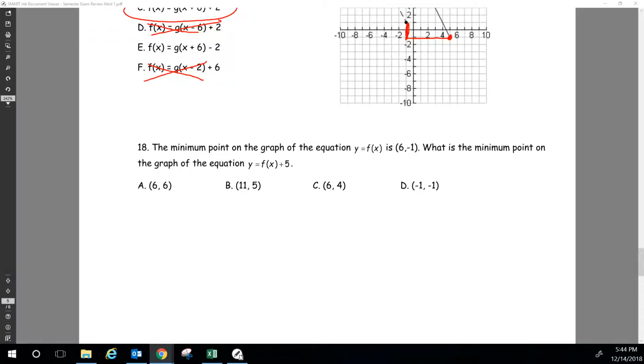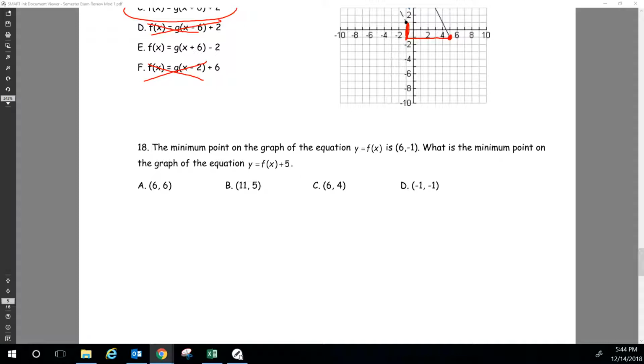Hello, Algebra 2. This is part 3 to Module 1 video for your semester exam review. We are in the transformation section on number 18. The minimum point of this graph of f of x is (6, -1), and it's asking, what's the minimum point on the graph of the equation f of x plus 5?